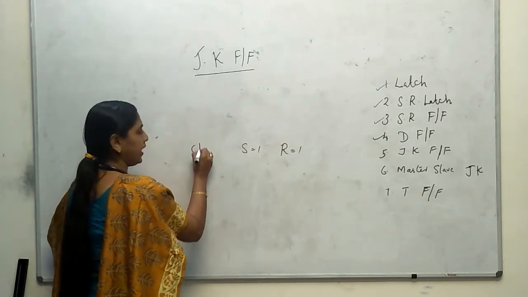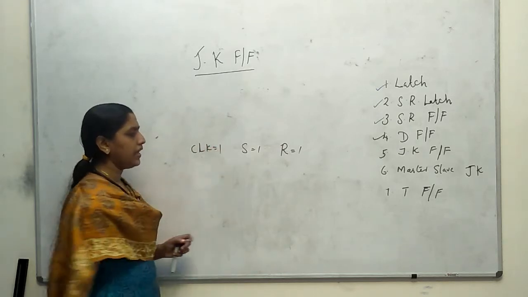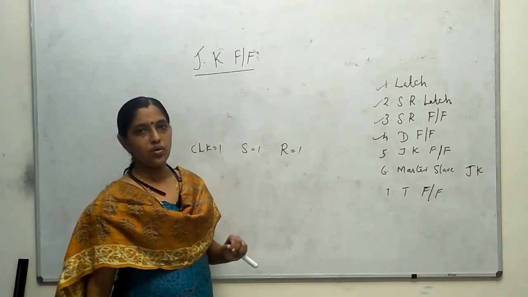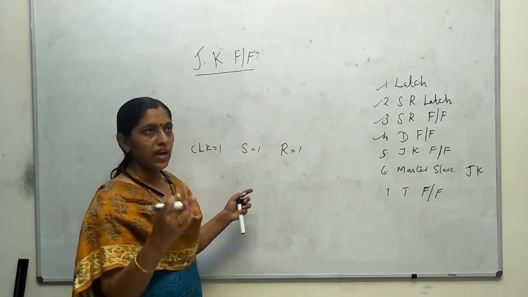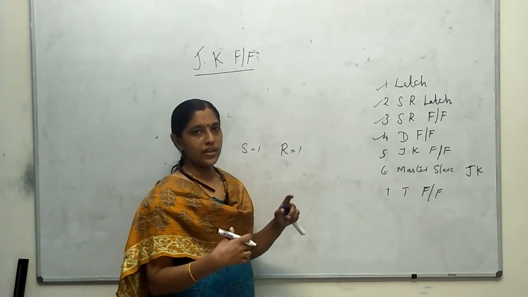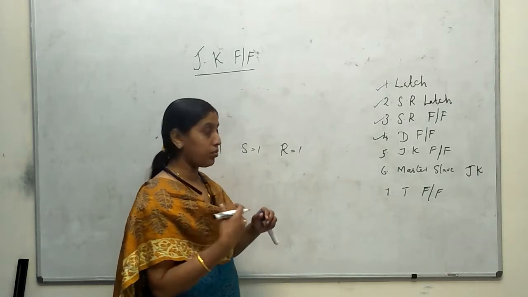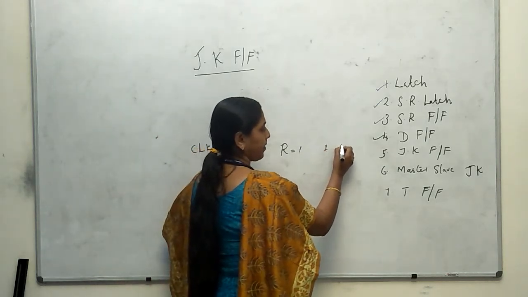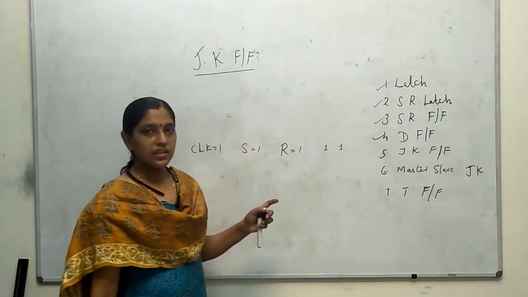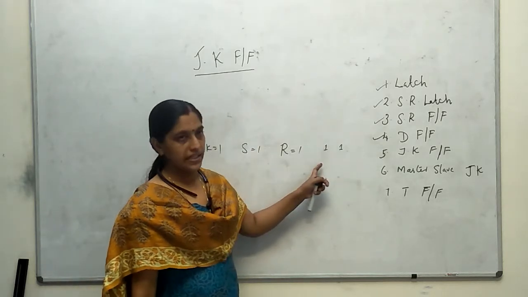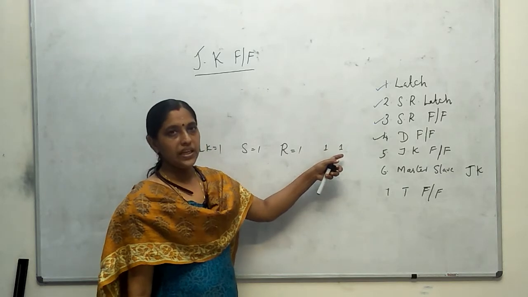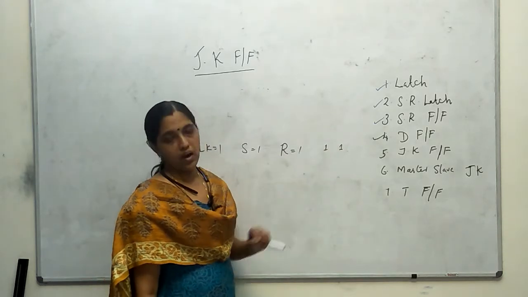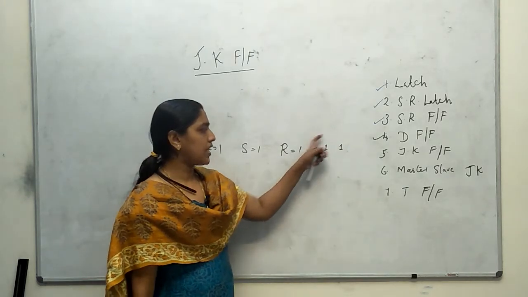When clock is high and S is equal to 1, R is equal to 1, we cannot determine what will be the output. The output will change to 0, 1 and then always 1, 1. So we cannot say that this is a stable case. This is an unpredictable state and we are not expecting it in the output. So this is an unused state.